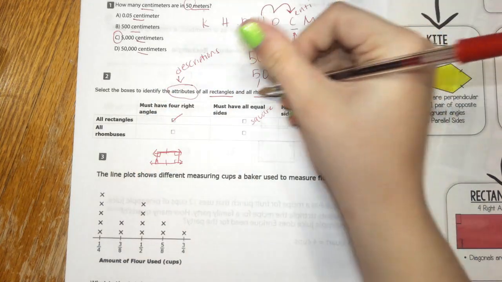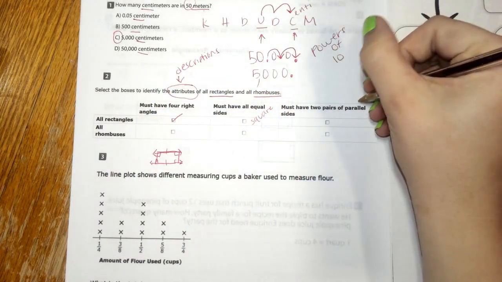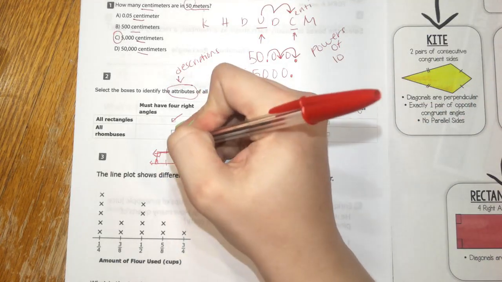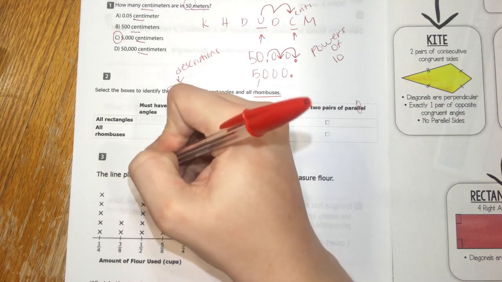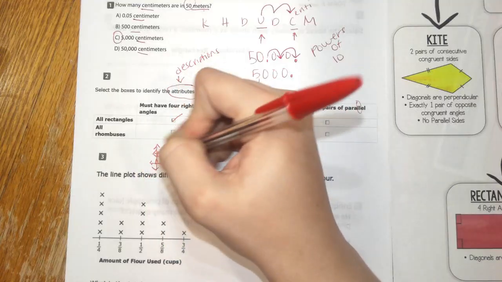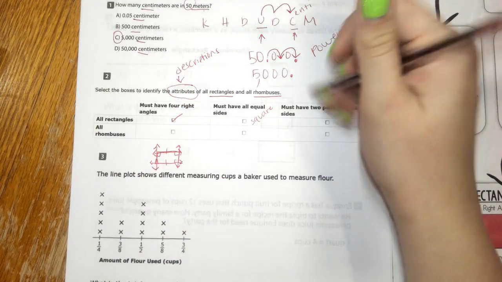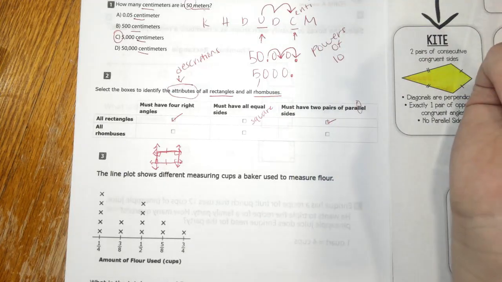Remember parallel, think pair of L's. They will never touch each other. Then we go up and down. This one will never touch this one. So that's one set, two sets. So yes, it has two sets of parallel sides.